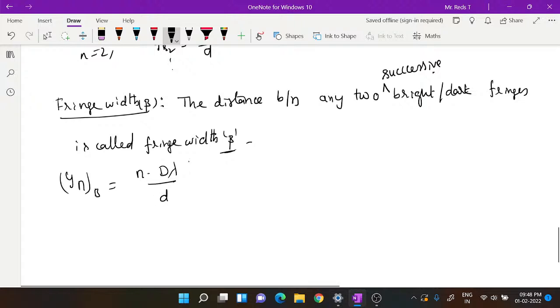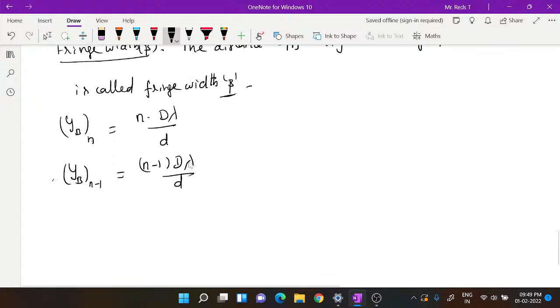While representing this, you can say the position of the nth bright fringe. Just before the nth bright fringe, if a fourth bright fringe is somewhere, before that comes the third one. Similarly, before the nth fringe, you get the n minus one fringe. So in general, the position of the n minus 1th bright fringe is given by (n minus 1) D lambda by d. So the distance between these gives the fringe width.